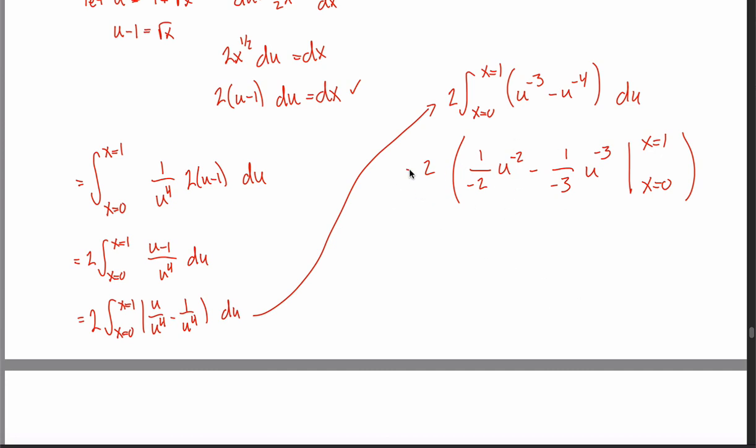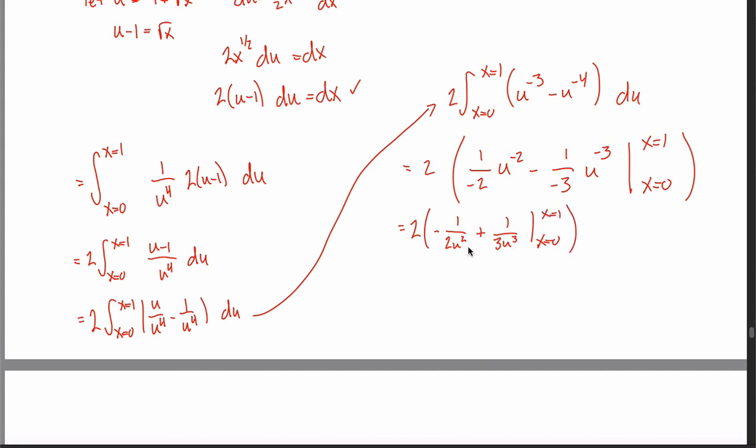You probably could evaluate this just as it's written, but I think it's going to make life easier to clean stuff up a little bit. This negative and this negative makes this term positive, and this term just has one negative, so it's negative. So I have negative 1 over 2u squared, because u to the negative 2 power is the same as u squared down in the denominator. And then in this term, I have positive 1, again because the negatives cancel, over 3u cubed. And that needs to be evaluated from 0 to 1.